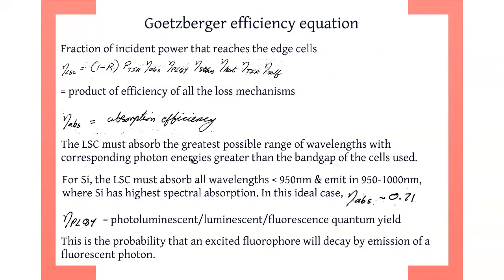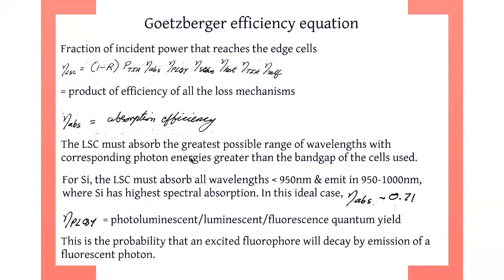So that's why I was saying before, the design of these molecules is, of course, pretty critical. So let's assume we are using a silicon solar cell here. In that case, the LSC must absorb all the wavelengths, let's say less than 950 nanometers, which is roughly the band gap of silicon, those photons will have energy higher than the band gap of silicon. And you want it to emit close to the band gap because we know that's where silicon absorbs most efficiently. So emission should be roughly 950 to 1000. So it gives you a prescription to do the design of these molecules.